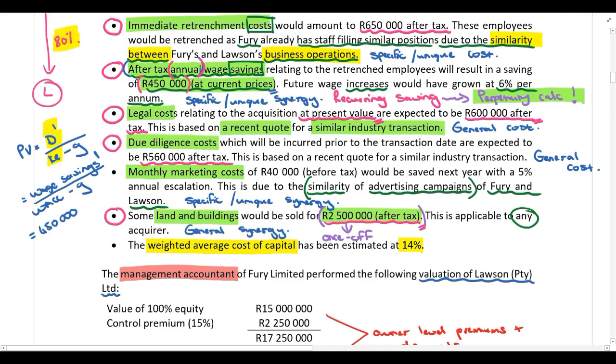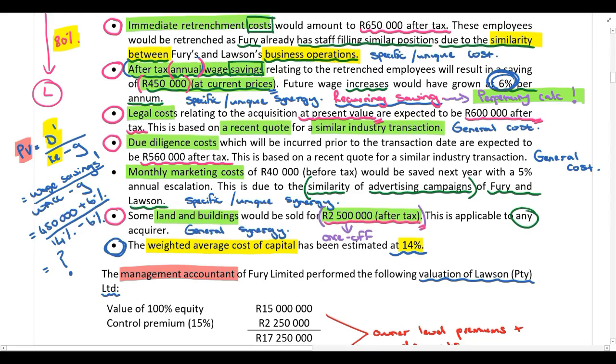So those are the wage savings today at current prices. If we want the future expected wage savings, we need to increase that by 6% because we were told that future wage increases would grow by 6% per annum. So increase that by 6% to get the future expected wage saving. Here you were given the WACC, it's 14%, and growth in perpetuity is 6%. Calculate your present value. So where you have a recurring saving, use the principles of Gordon's dividend growth model to calculate the present value of that saving today.